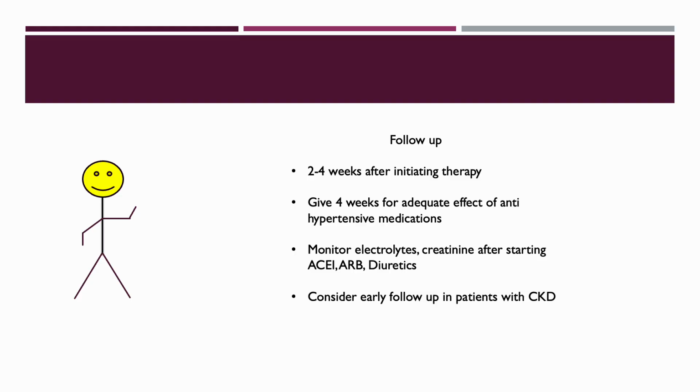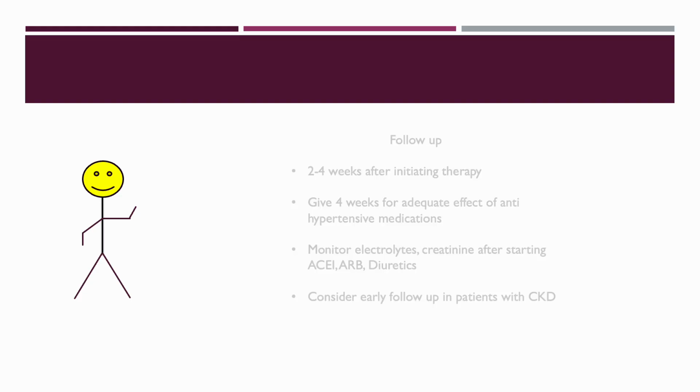You have to monitor electrolytes, creatinine, after starting drugs like ACE inhibitors, ARBs, and diuretics. In some patients, you can even consider earlier follow-up, especially for monitoring of side effects. Like patients with chronic kidney disease are highly prone to electrolyte abnormalities after initiating ACE inhibitors and ARBs.